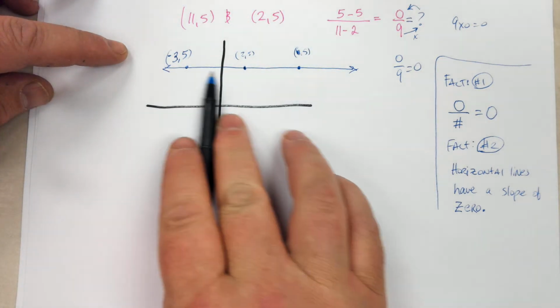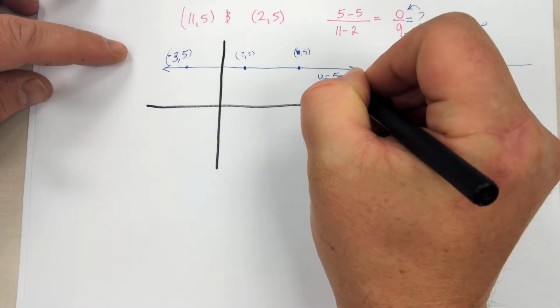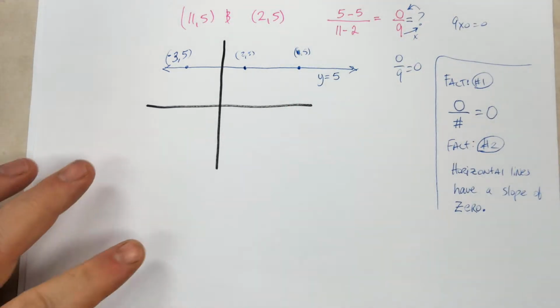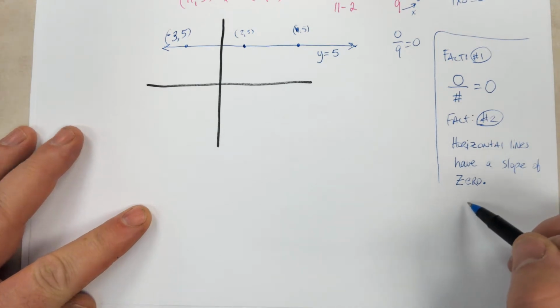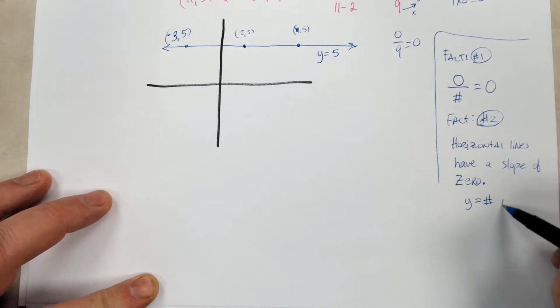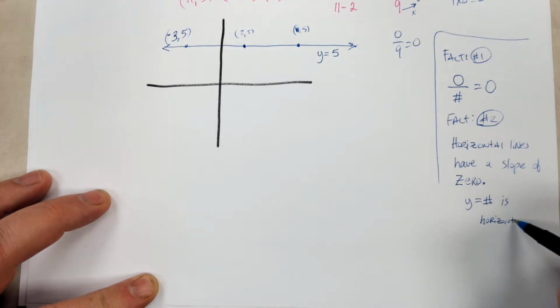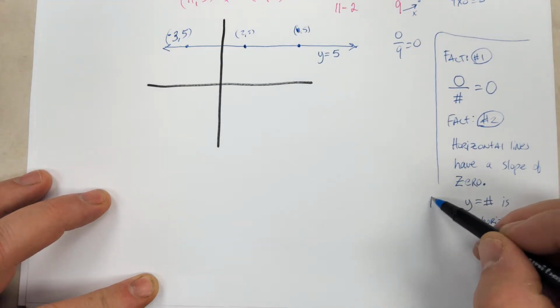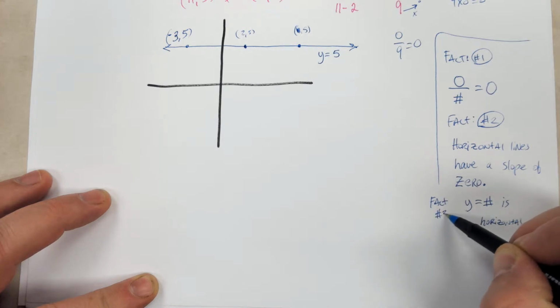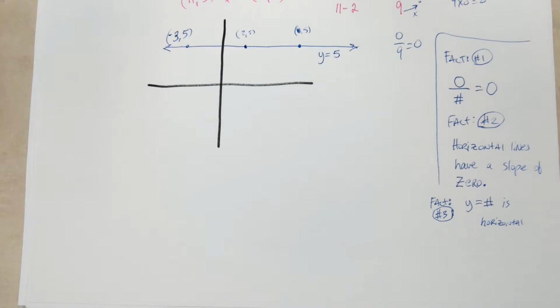You see how on this one, everywhere y equals 5? The equation of this line is y equals 5. Horizontal lines have an equation y equals a number. So here's fact 3: y equals a number is horizontal.